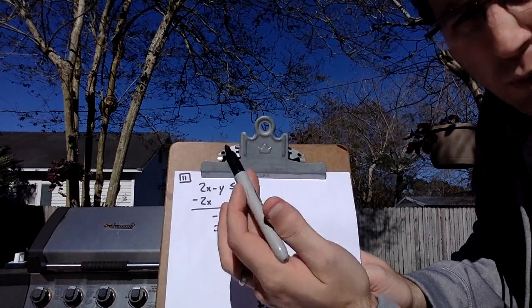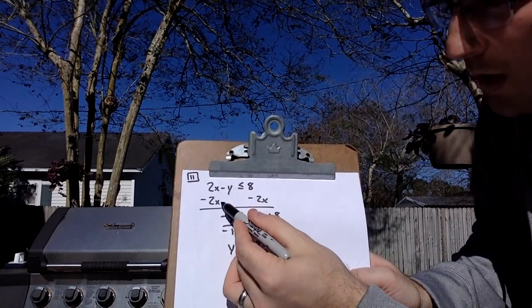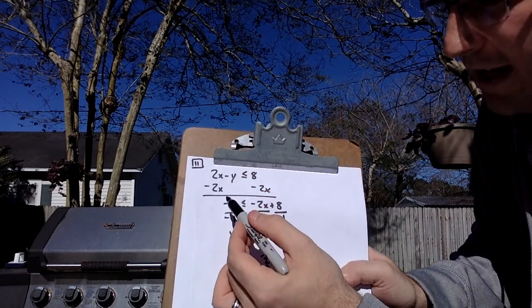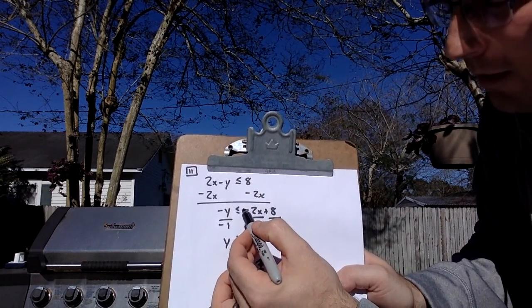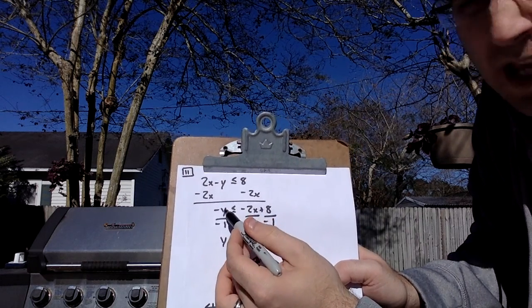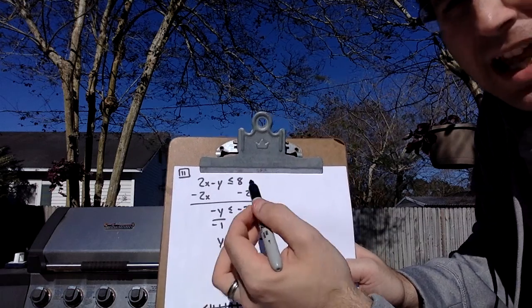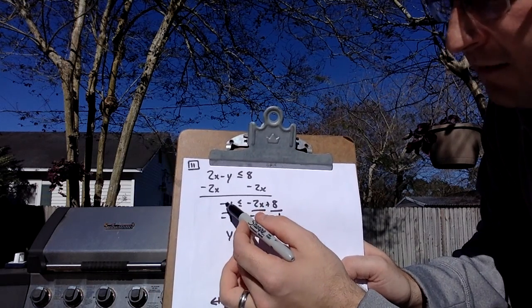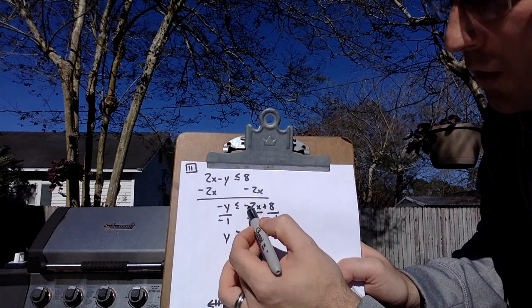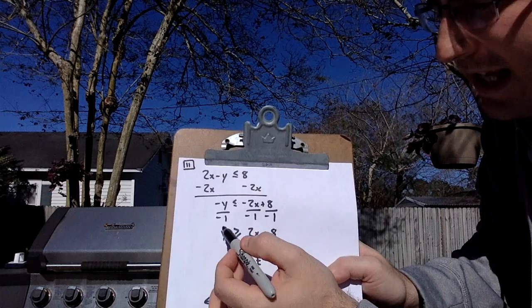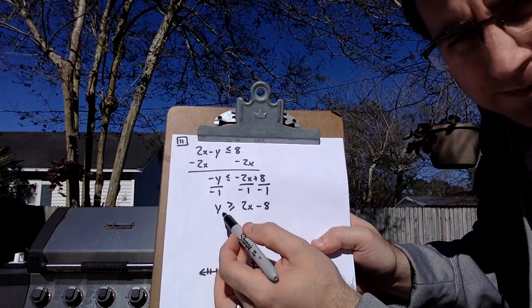So in order for us to get y by itself, we would subtract 2x from both sides. So that means we would have a negative y all by itself, which is less than or equal to negative 2x plus 8. Now, we have a negative y by itself. We need a positive y by itself. So in order for us to get a positive y by itself, we divide both sides of our inequality by negative 1. So a negative y divided by a negative 1 gets us a positive y.